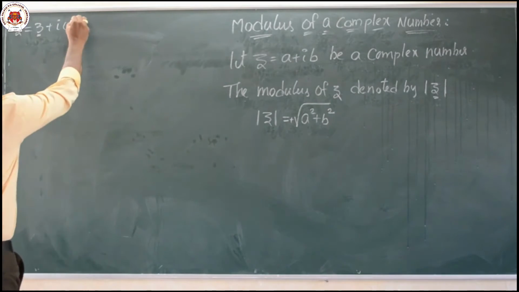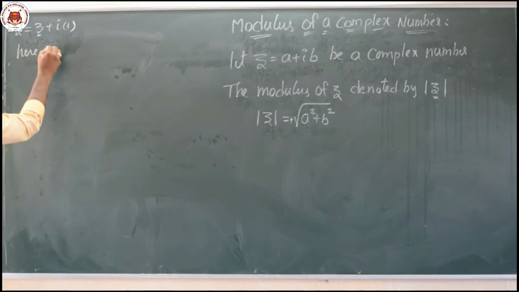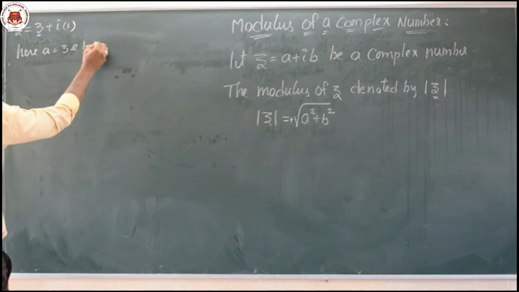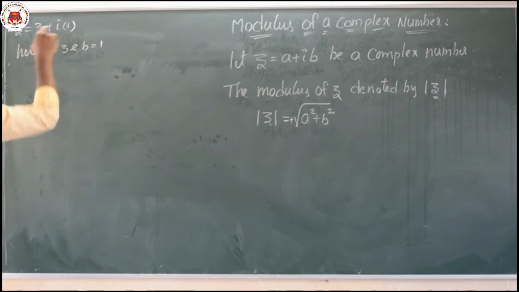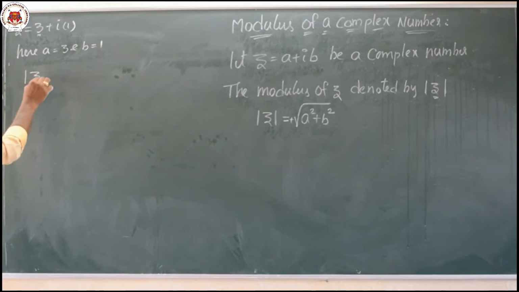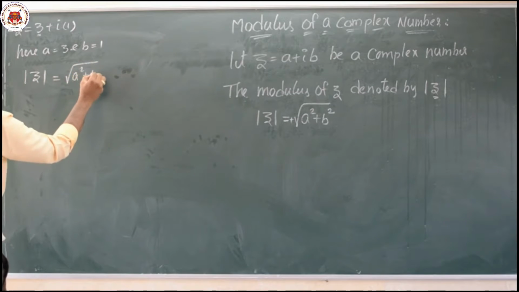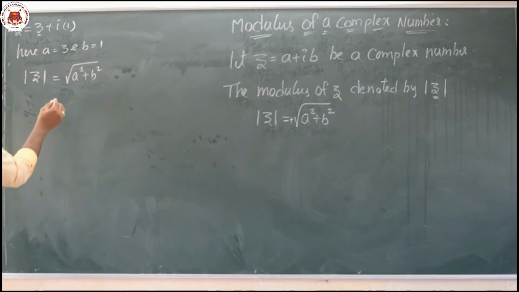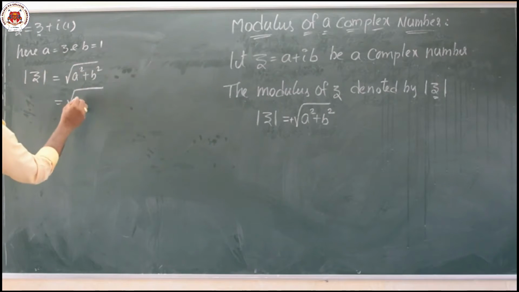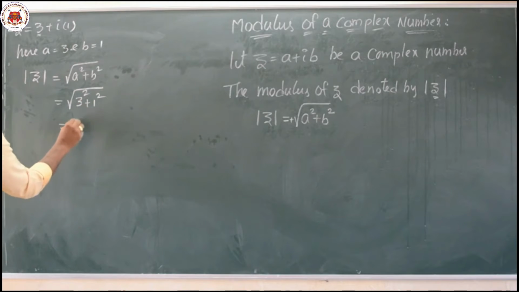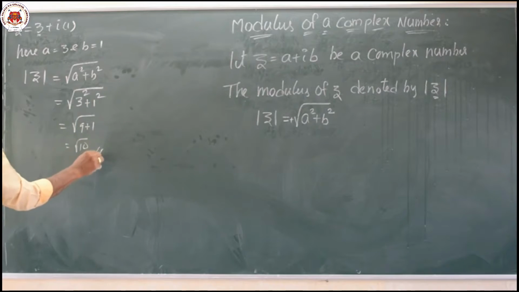So here what is the A value? Here A equal to 3 and B equal to 1, because A plus iB. The modulus is denoted in this way. So this is called the modulus of Z. The formula is square root of A square plus B square. Compulsory positive value we have to take. So square root of A square, A means 3 which is squared, B means 1 which is squared. So 3 square is 9, 1 square is 1. So what is the modulus of this complex number? The modulus of this complex number is root 10. So this is one example.